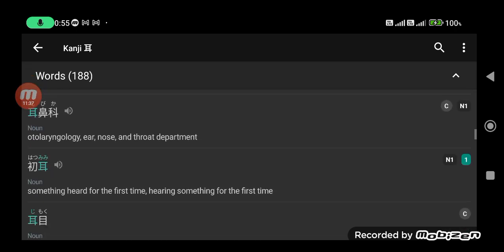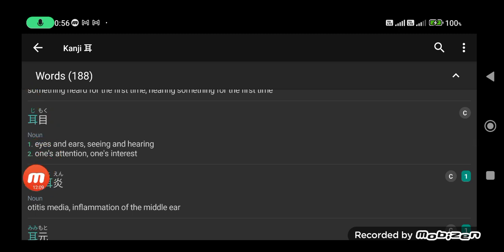Okay, so the others: hatsumimi. First time hearing something, hatsumimi. The first kanji means first, as in first time. Hatsukoi is first love, first sight. Here, hatsumimi is something heard for the first time, or hearing something new for the first time.